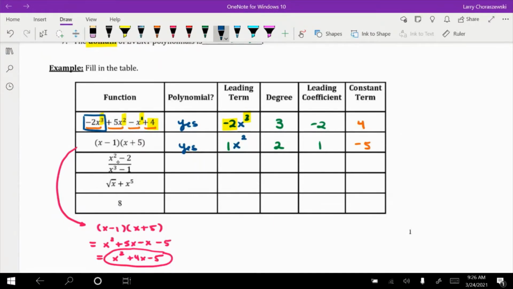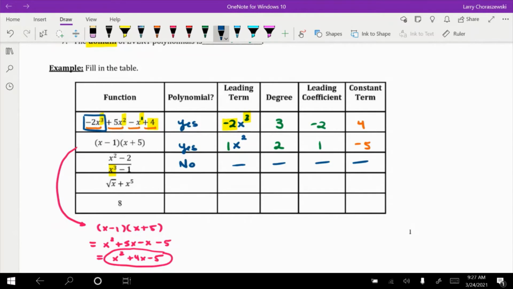X squared minus 2 all over x cubed minus 1. Does that fit the format of a polynomial function? Definitely not. So yeah, we do have a variable in the denominator. So this is a different type of function, which we'll look at later on in this chapter. But for now, it's not a polynomial, so none of these will apply.